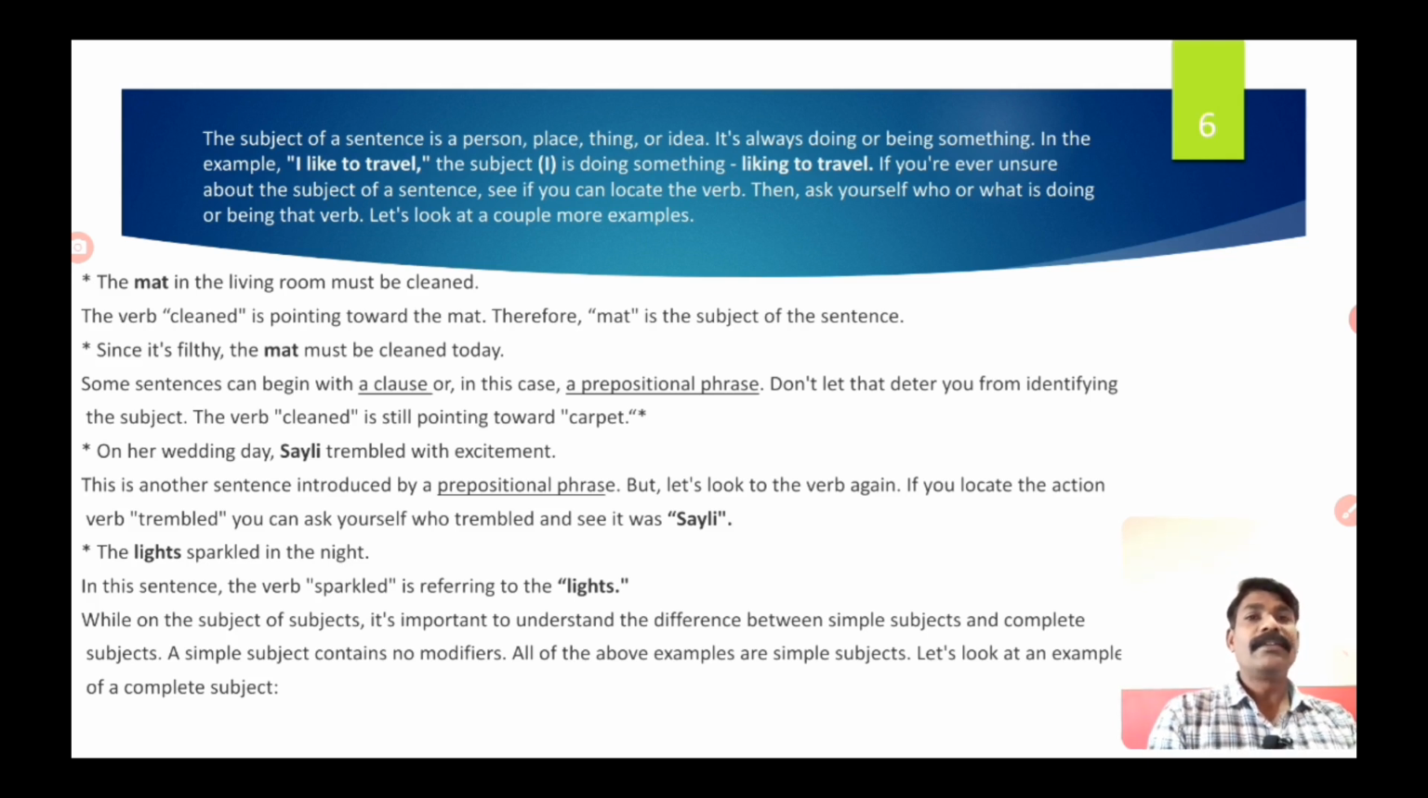If you are ever unsure about the subject of a sentence, see if you can locate the verb, then ask yourself who or what is doing or being in that verb. Let's look at a couple more examples. In simple terms, I'm telling you that when you are confused about which is the subject, if you are able to locate the verb, then definitely you can also locate the subject, because there is a lot of correlation between the subject and the verb.